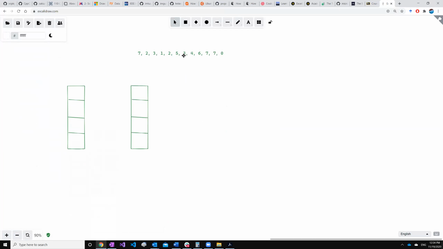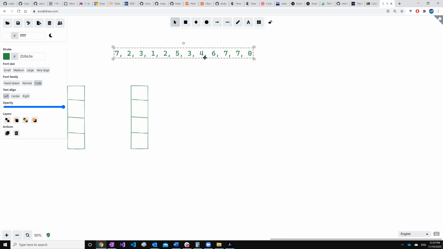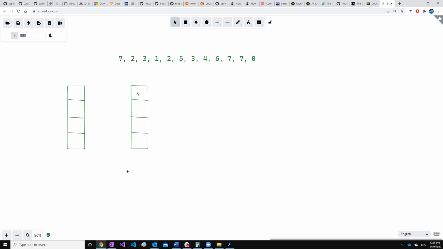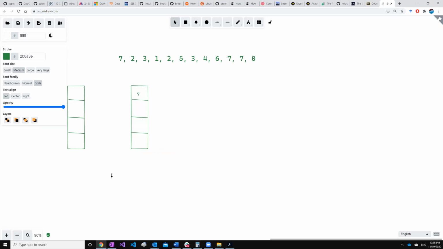To deal with the first number, which is 7, of course it is not inside our frames, right? My bad, it's not inside our page frames. So what should we do? We will say, hey, we are going to load the 7 here, and at the same time I'm going to count the page fault. Okay, so number of page faults.